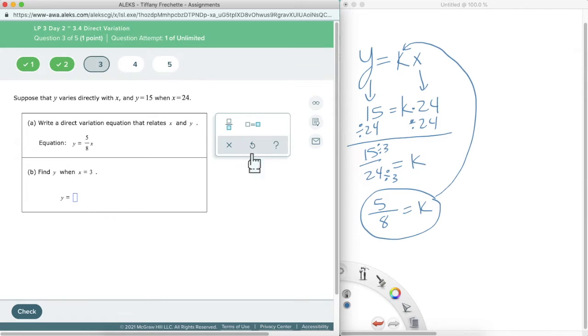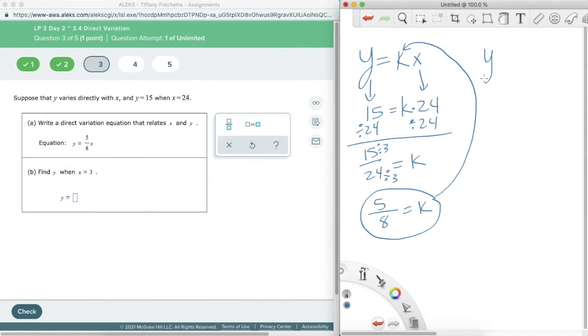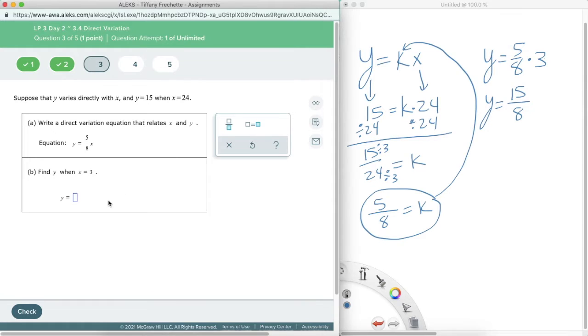So now it says find y when x equals 3. Okay, well I know my equation is y equals 5/8 times x. Well, if x is now 3, what I'm doing is I'm plugging this in and saying, okay, if x is 3, what is y on this line? So I'm going to go ahead and multiply. 5 times 3 is 15 over 8, and there's really nothing I can reduce there, so they should be perfectly fine with me doing 15/8 like that.